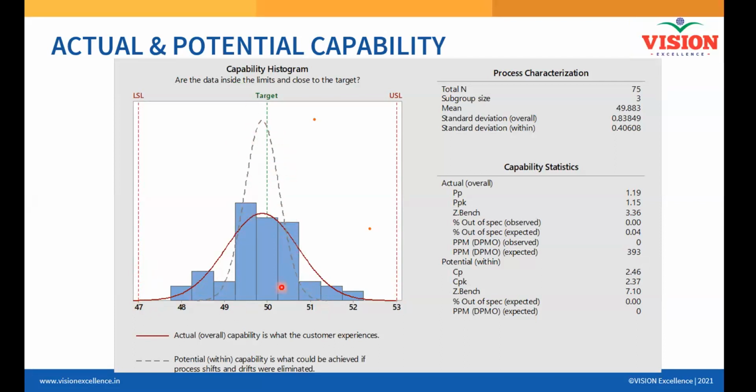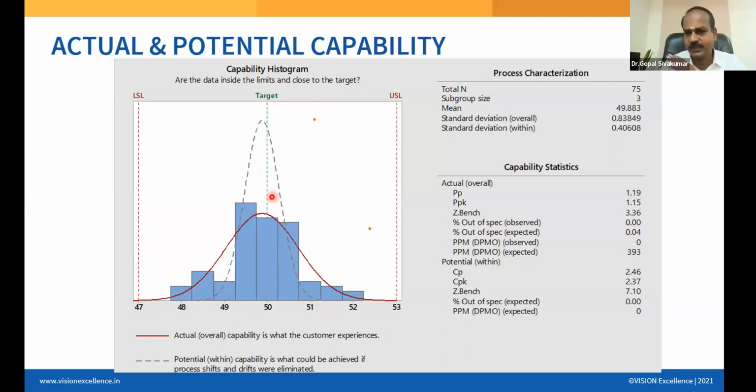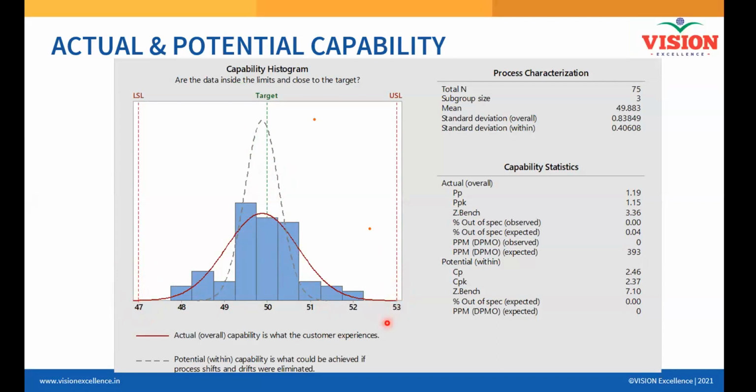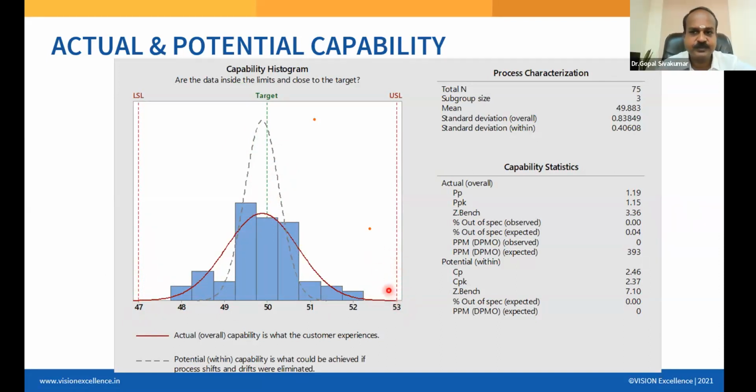Yes, sir. Same process, if you run it for a longer term, then you can see a small portion of the curve stretching beyond the LSL. That means rejections will start happening at the LSL side. USL side also, there is a chance. Can you understand? All of you, can you understand this? Yes, sir.